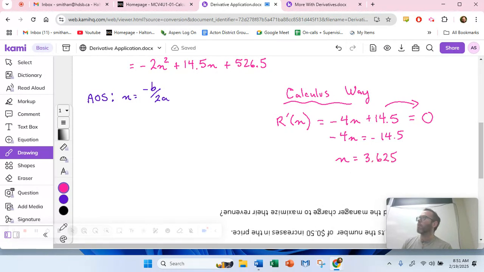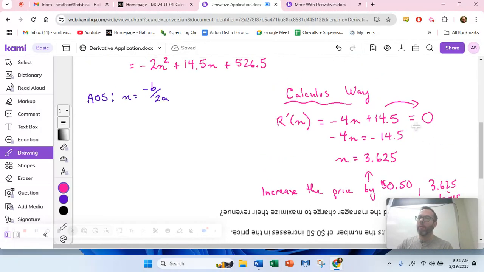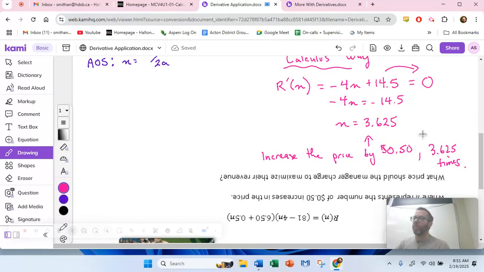3.625. Do you guys get that as well? 3.625. So what this is saying is that you increase the price by 50 cents, 3.625 times, and that will give you the optimal price for, in this case, a round of mini golf. And if you were constrained to doing it 3 times or 4 times, you would just pick the one that gives you the best revenue.